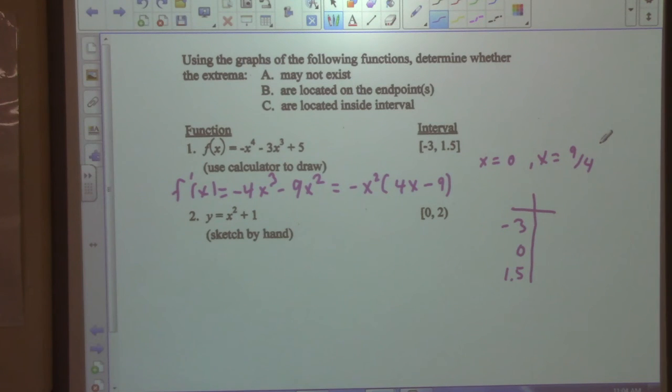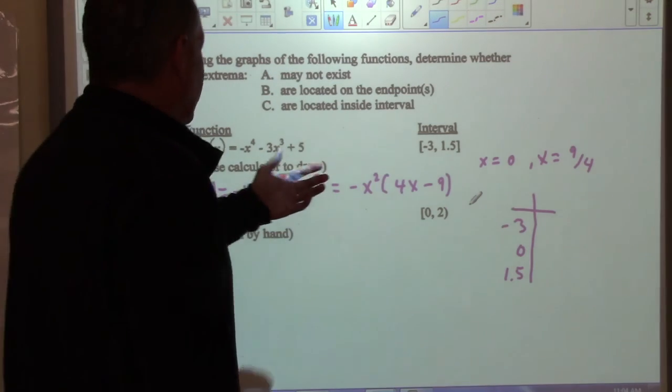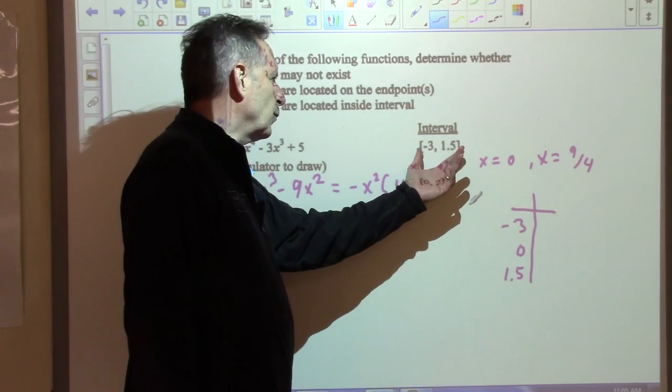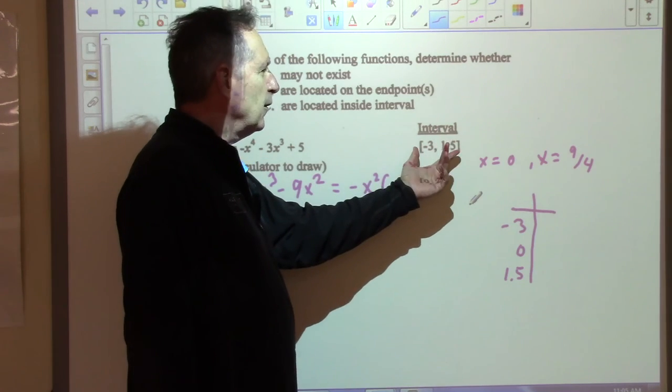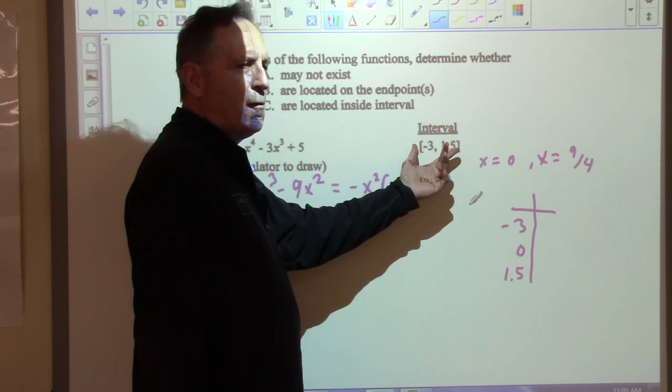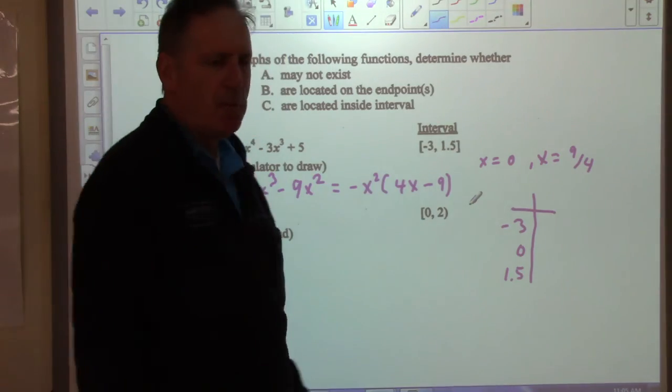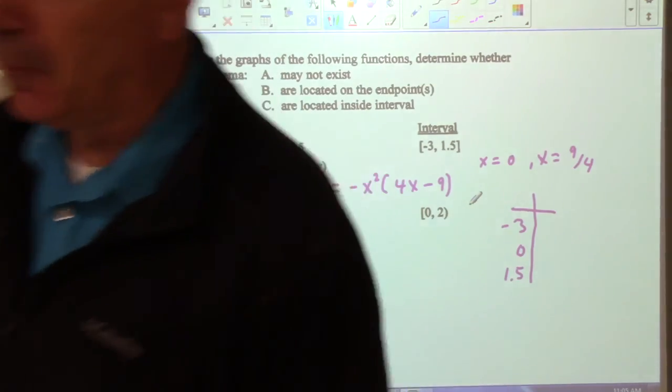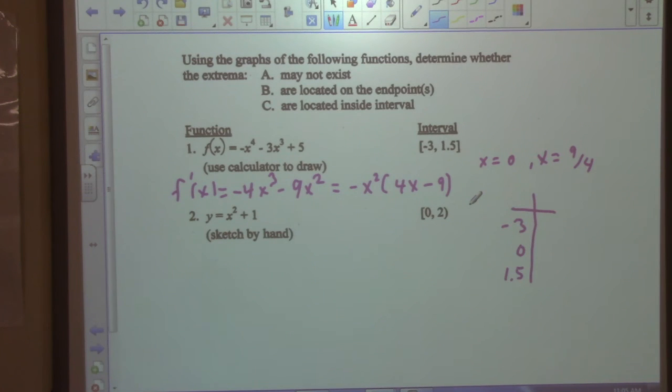Okay, I'm going to make a more directed question. Is 9/4 going to be part of the domain of this function here? Really? The domain of the function is between -3 and 1.5. Is 9/4 part of that domain? No, it's not. So we're not going to use it, because we're looking at this.